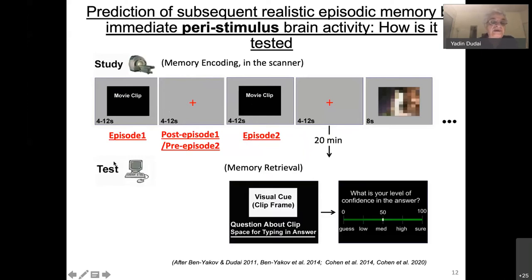So this very simple trick allows you to do your memory retrieval test. You can do it either in the office, or if you're interested in activity in retrieval, you do it again in a scanner, it doesn't matter for us. And you measure the memory performance, you also measure confidence, we don't have to go into it.